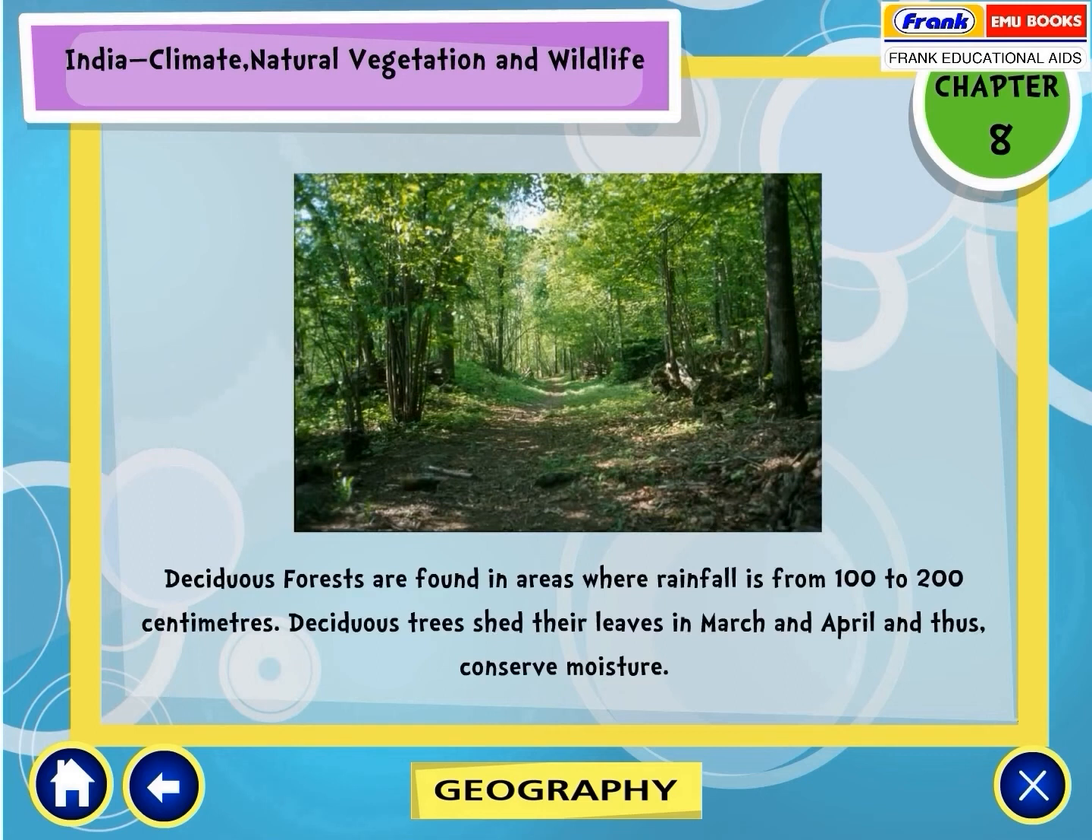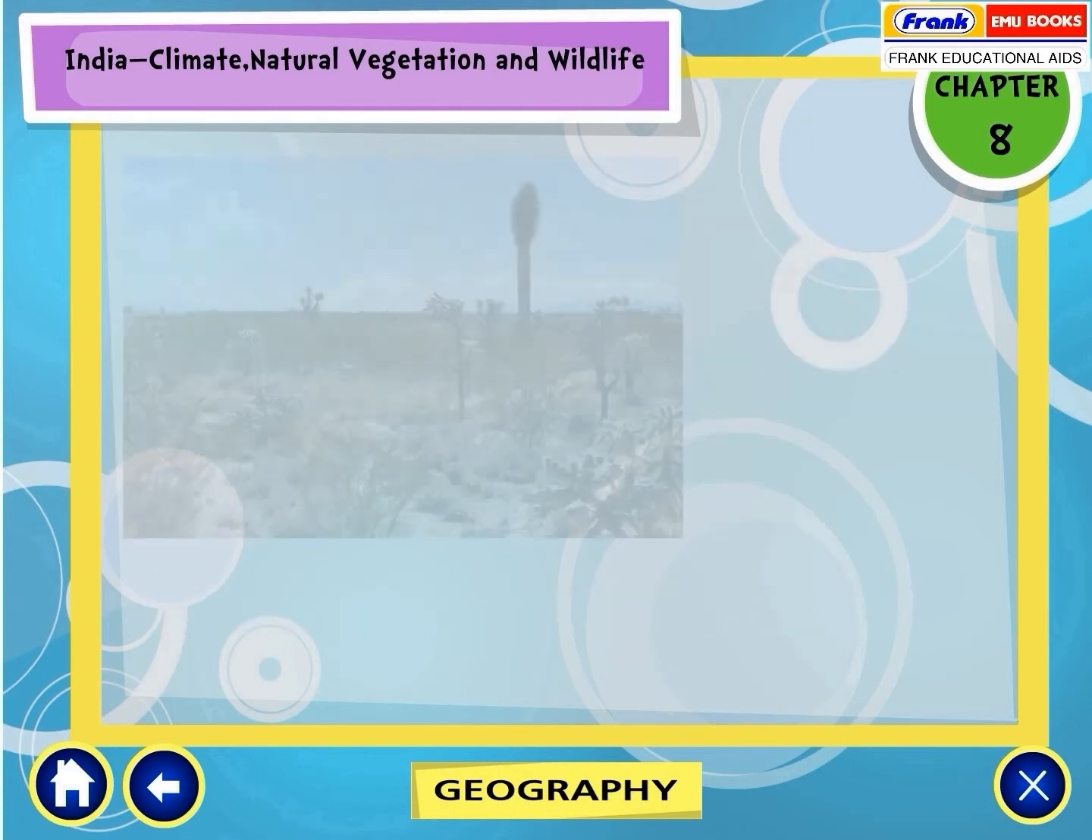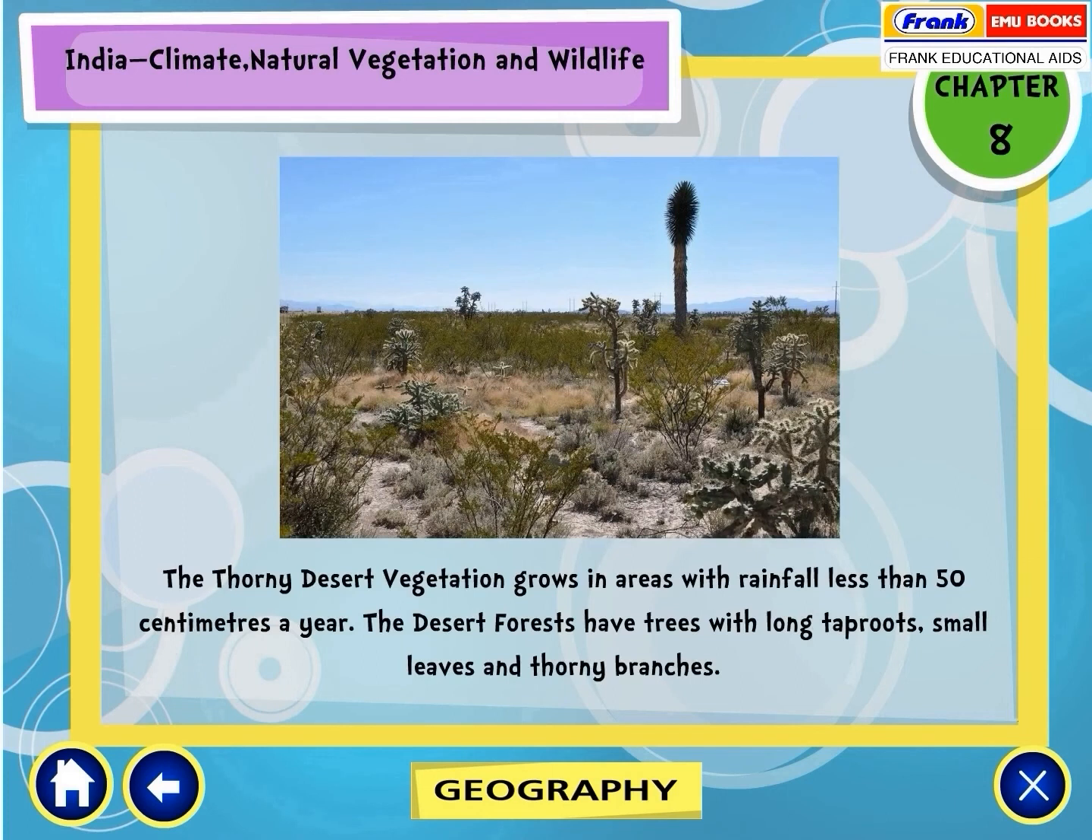Deciduous forests are found in areas where rainfall is from 100 to 200 centimeters. Deciduous trees shed their leaves in March and April and thus conserve moisture. The thorny desert vegetation grows in areas with rainfall less than 50 centimeters a year. The desert forests have trees with long tap roots, small leaves, and thorny branches.